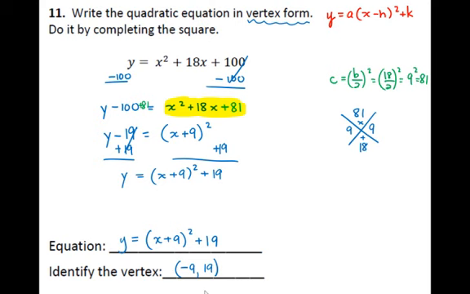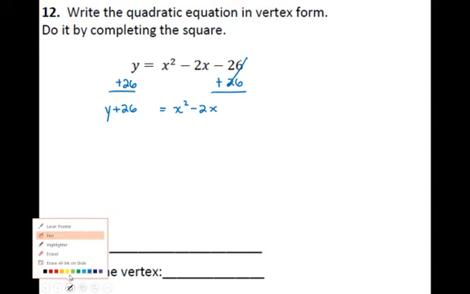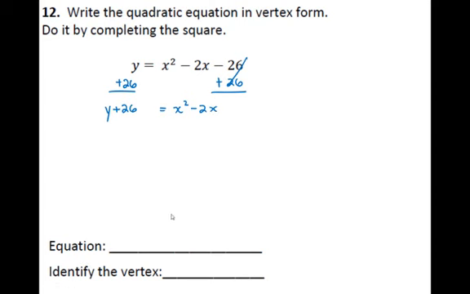Let's do that again on number 12. Okay, so let's get x squared plus bx on one side, so two terms, these terms here. Let's move the 26 over to the other side. Y plus 26 equals x squared minus 2x. There's a number that we're going to add to each side of the equation.